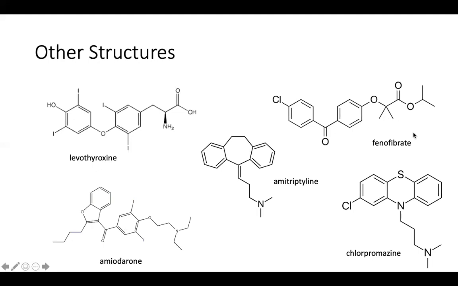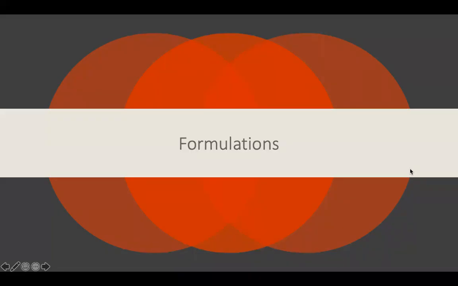So fenofibrate, this contains ketone groups, and it's for high cholesterol, so that's good to know. Amitriptyline, this is a tricyclic antidepressant, and tri is in the name, so that helps us. And then chlorpromazine is a phenothiazine antipsychotic, and it contains a thioether group. That's right here. Okay, so that was really fast, but that was some MedChem for everyone.